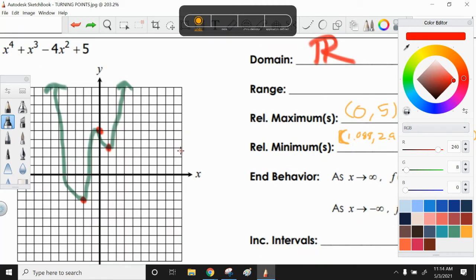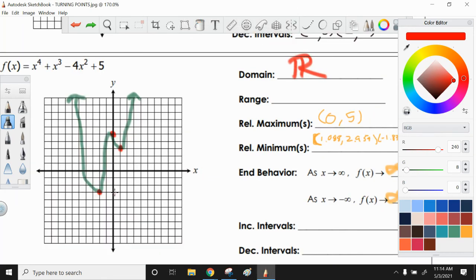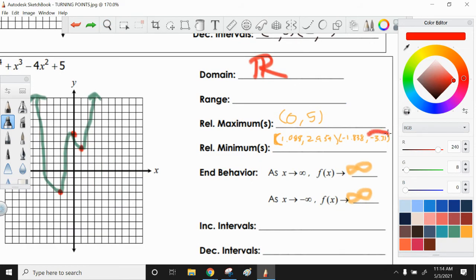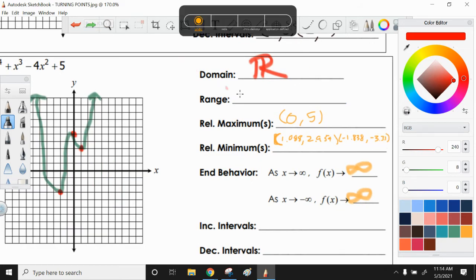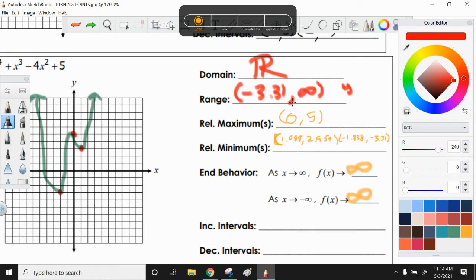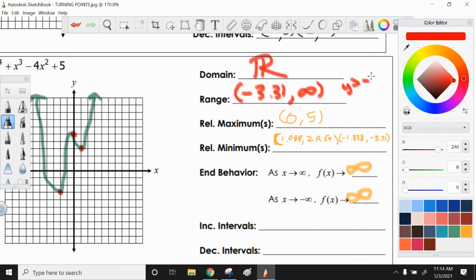Our range needs to be that lowest value of y, which would be this number right here. That would be negative 3.31. And then our highest value would be infinity. You could also write it like this if you wanted. Oh, I need a negative there. That looks terrible. Y is greater than negative 3.31.